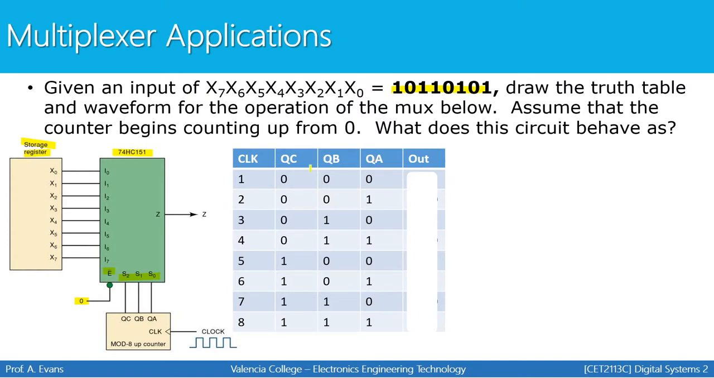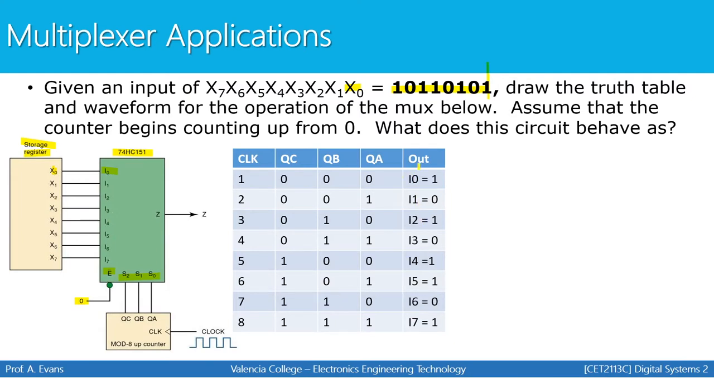Now we can see that if QC, QB, and QA are 0, 0, 0, I0 will get to pass to the output. Where's I0? I0 is connected to X0, and what is X0? X0 is given right here as a 1. So we can see that as the counter counts up, the MUX is going to switch the output from I1 to I2 to I3 to I4 and so forth. And that's what we're going to see at the output.